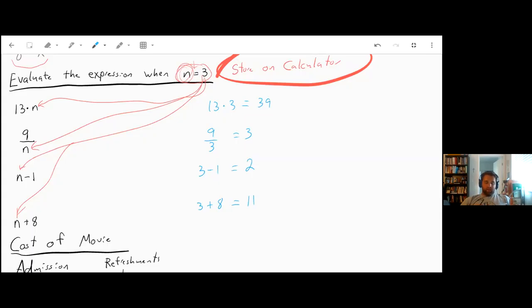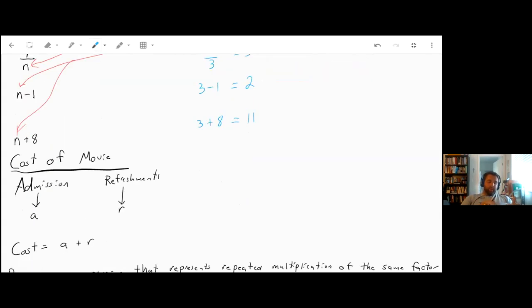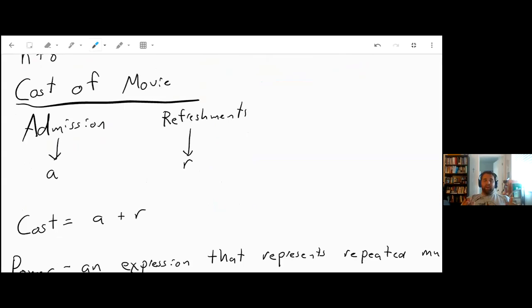So let's go back to our lesson for a little bit. If we're looking at the cost of a movie, if you just think about it logically, if you go to a movie, the cost that you're going to spend is the price for the tickets and the price for the food and drinks that you need. We'll just call that refreshments. We'll call the price for the ticket your price for admission.